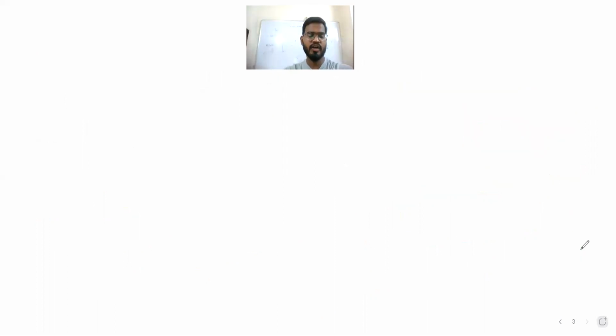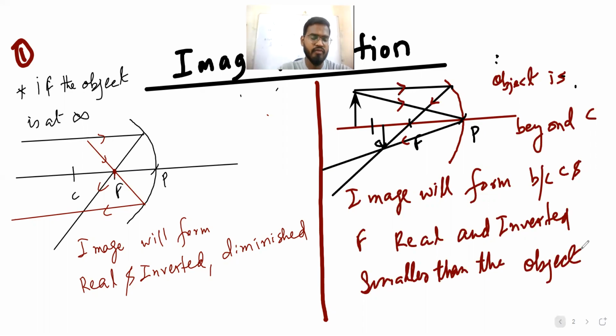Fine. Next, so first, if the object is at infinity, the image will form at focus. If the object is beyond C, then the image will form between C and F.